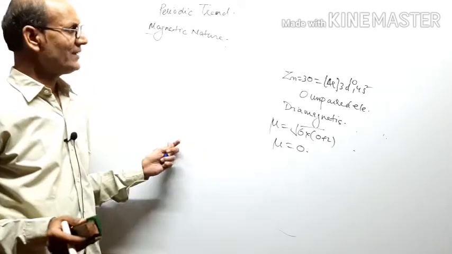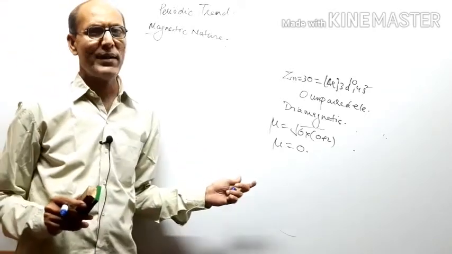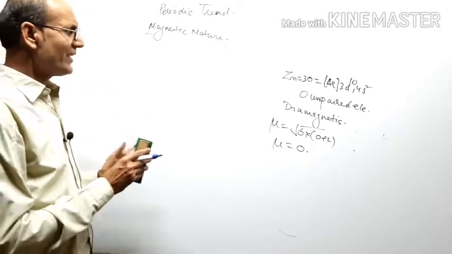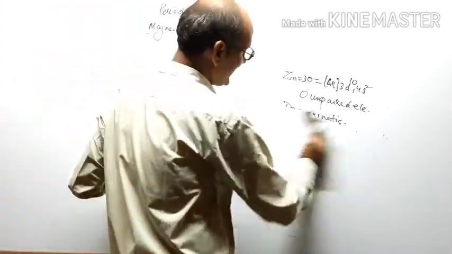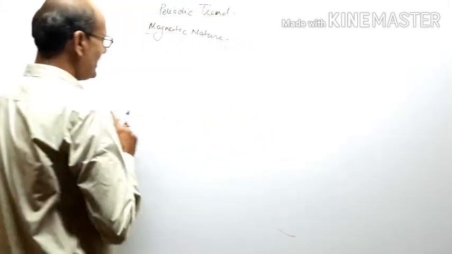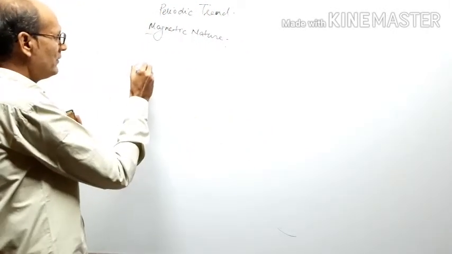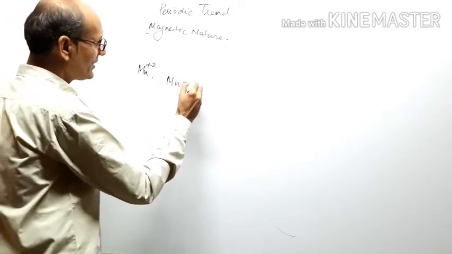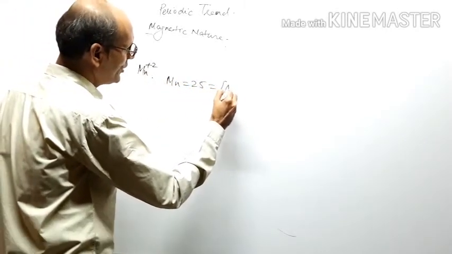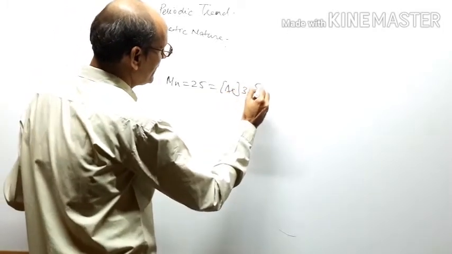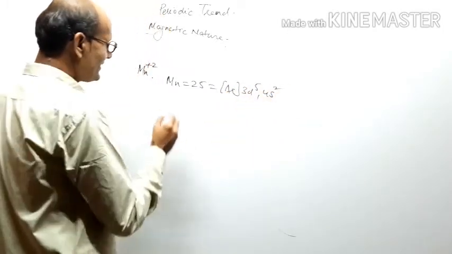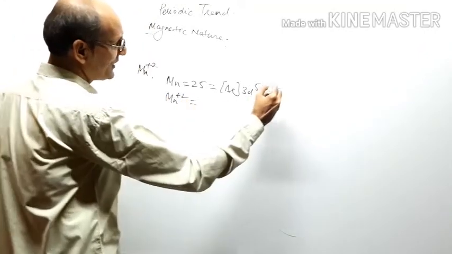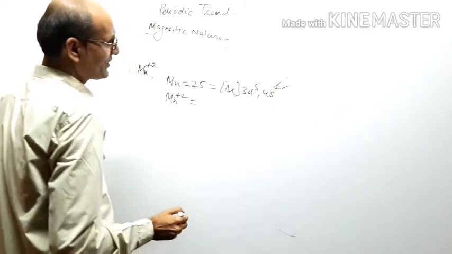So you can find the magnetic nature or magnetic moment of any of the elements or ions. Suppose you want to find the magnetic moment of any ion, I am writing Mn2+. As you know, Mn has electronic configuration 25, Ar 3d5 4s2. And in case of Mn double positive, when we remove two electrons, that means these two 4s electrons will be removed.